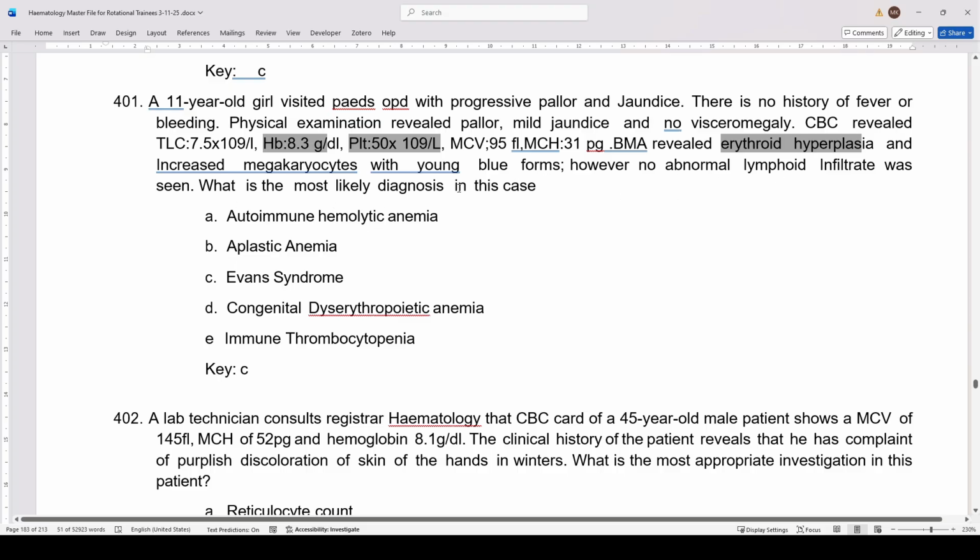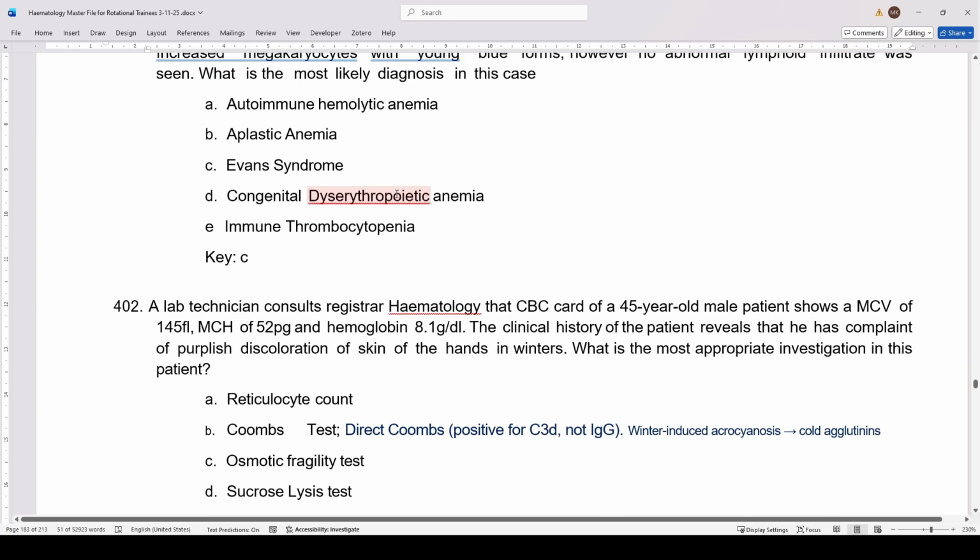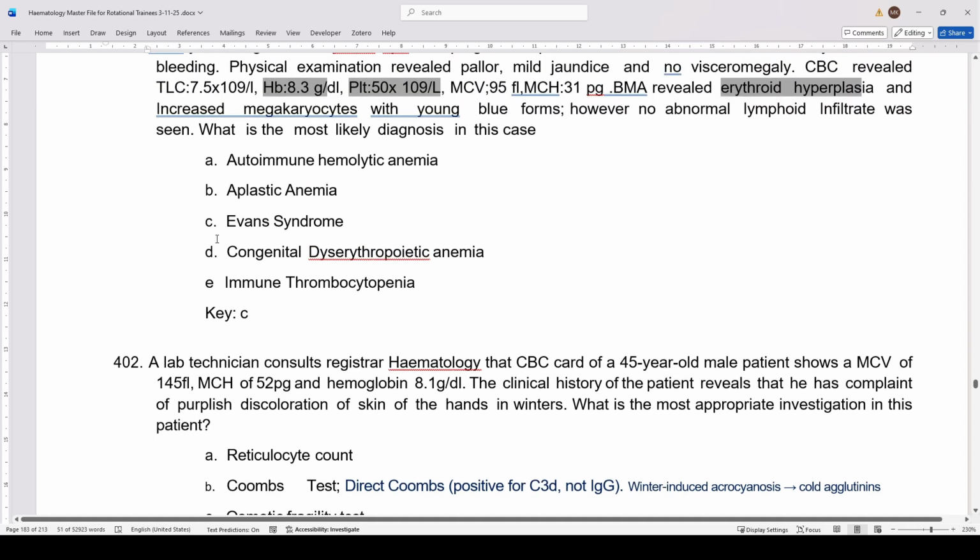What is the most likely diagnosis in this case? So in this case, she has low hemoglobin, low platelets. And in the bone marrow, we have erythroid hyperplasia, and we also have increased megakaryocytes, which are compensating for the low hemoglobin and low platelets. So in this case, the answer will be Evans syndrome. Evans syndrome includes autoimmune hemolytic anemia, and it includes immune thrombocytopenia. Okay, this autoimmune hemolytic anemia and immune thrombocytopenia together is called Evans syndrome.